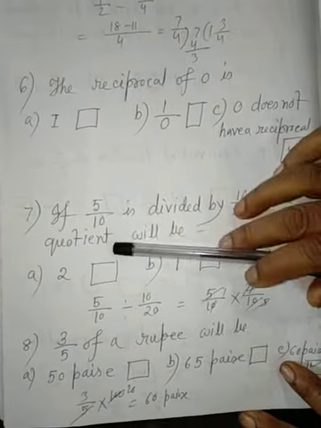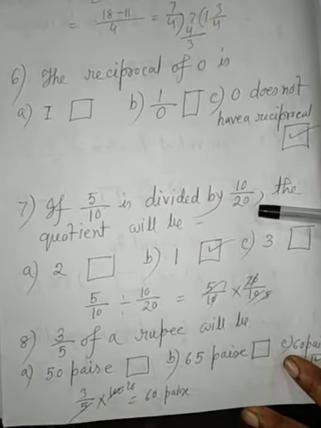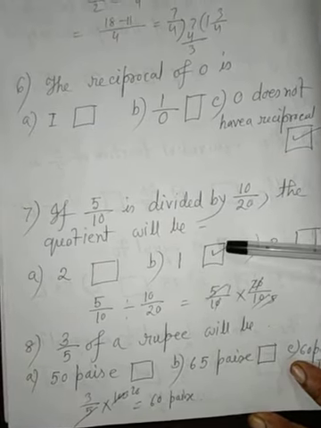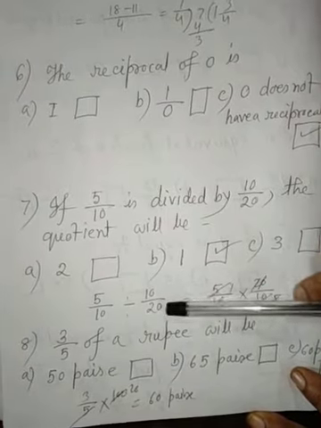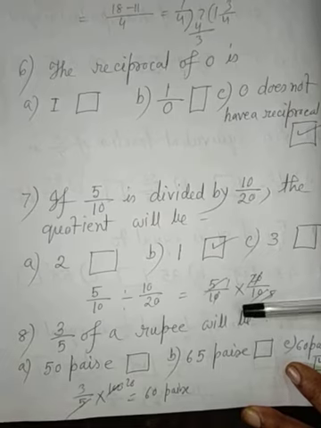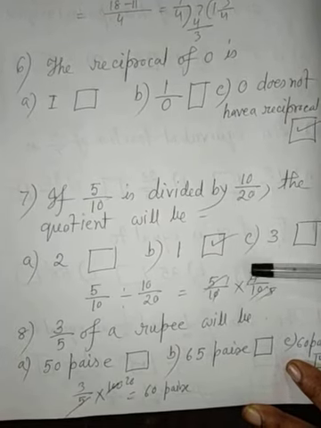7. If 5 by 10 is divided by 10 by 20, the quotient will be 2, 1, 3, 1. 5 by 10 divided by 10 by 20 is 5 by 10 into 20 by 10. 5 twos are 10, 10 twos are 20, so the answer is 5.